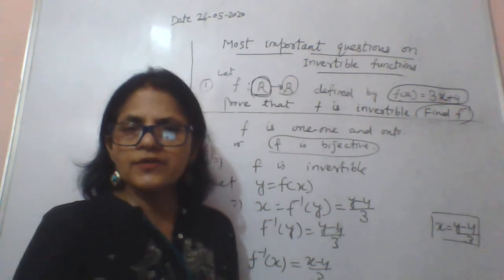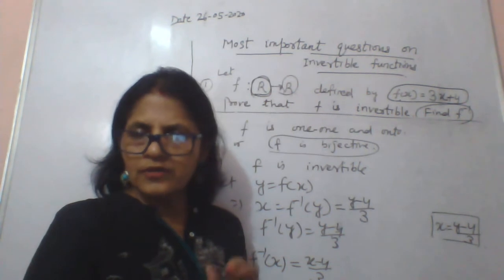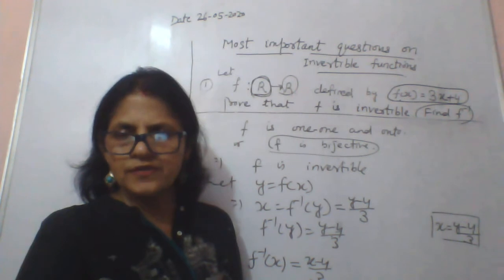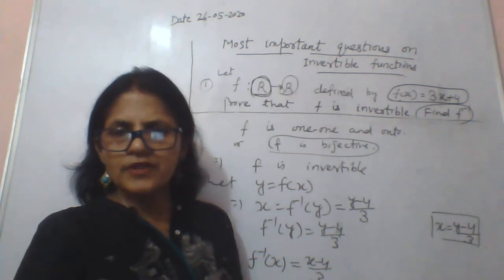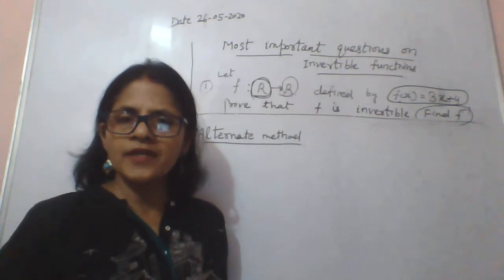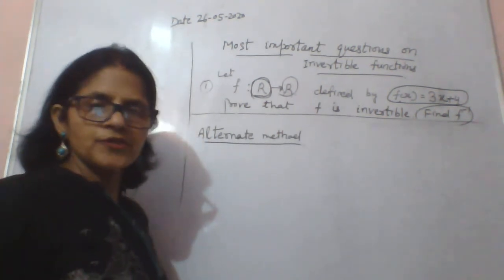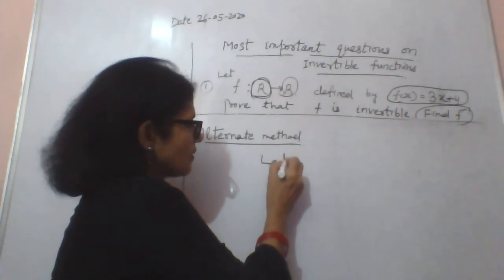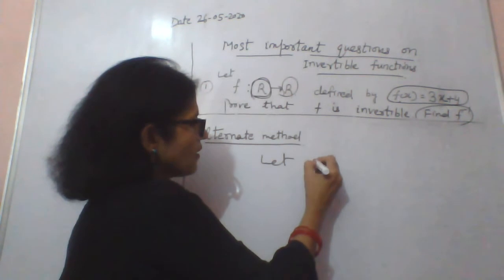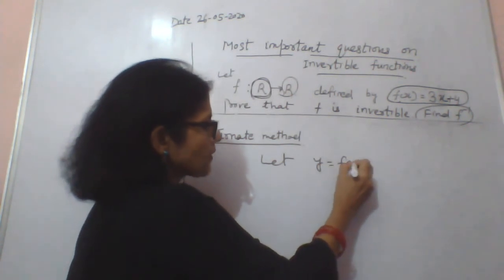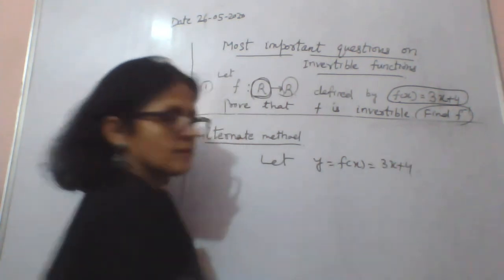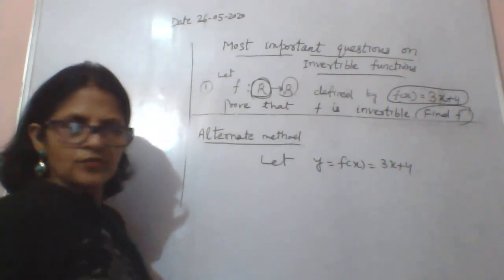I'll show you the second method also, so that you will be able to identify which method is easier and more convenient for you. So now I will tell you the second method, using composition. So here, let y equal to f(x) equal to 3x plus 4. Okay, straight start with this.